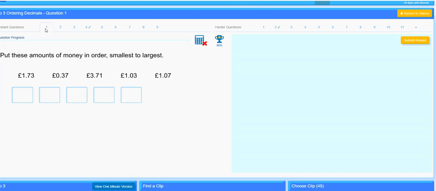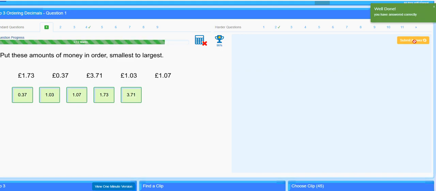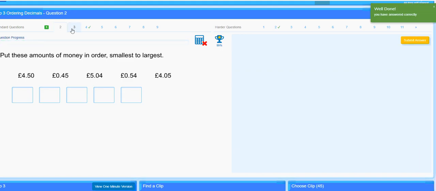If you can do the interactive questions and get them right, so let's say if I was doing this question here, right, what's the smallest number there? I think it's 0.37. Right, then I think it is 1.03, 1.07, 1.73, and 3.71. Now when you submit, if it goes green, you're getting it right. If it doesn't go green, you're not getting it right. You can try lots of these.